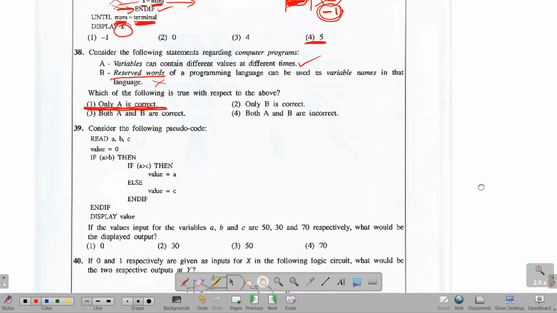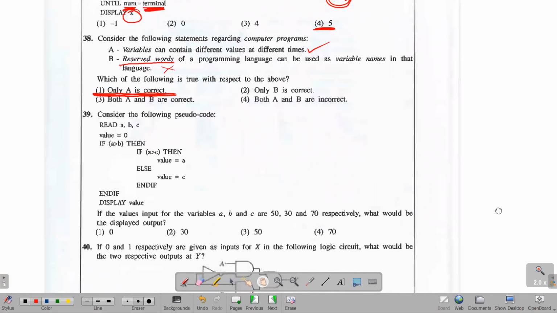So the 39th, consider the following pseudocode. If the values input for the variable A, B, and C are 50, 30, and 70 respectively, what would be the displayed output? Okay, we'll see. They're saying read A, B, and C. That means A is getting 50, B is getting 30, C is getting 70. So they say value equals to 0.